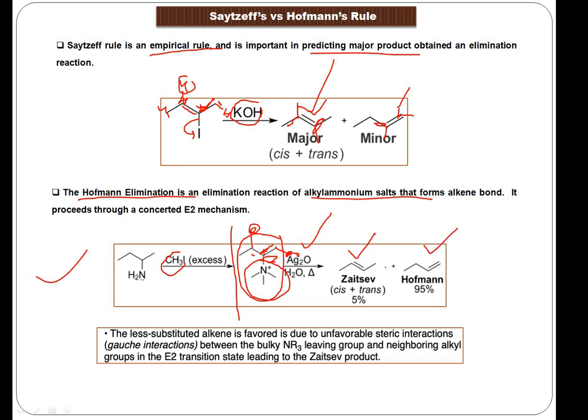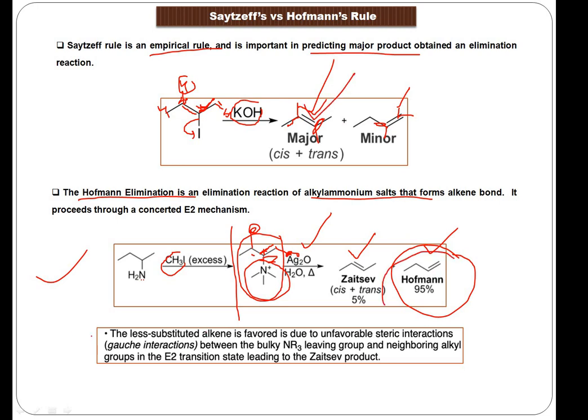Now the question is, which is formed in the major amount? As per the Hofmann rule, this is the major product formed. You can clearly see this is less substituted and this is more substituted. So as per Hofmann elimination, the less substituted product is formed in the major amount, while in Saytzeff's rule the more substituted product is formed in the major amount. Now the question is, why is it reversed here? If thermodynamically the more substituted is more stable, then why is this formed?